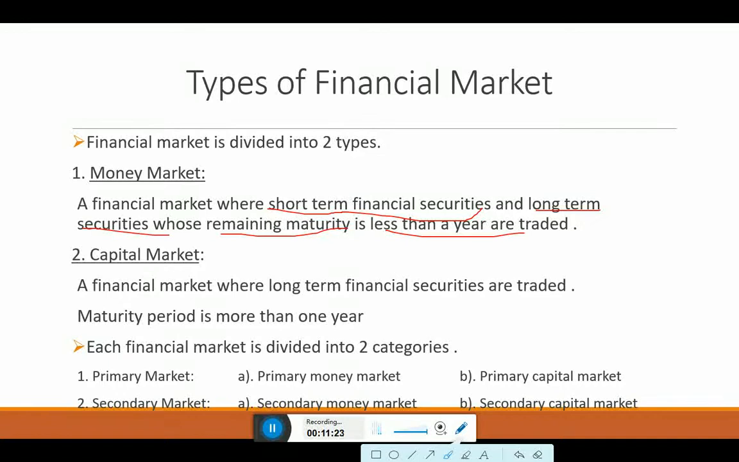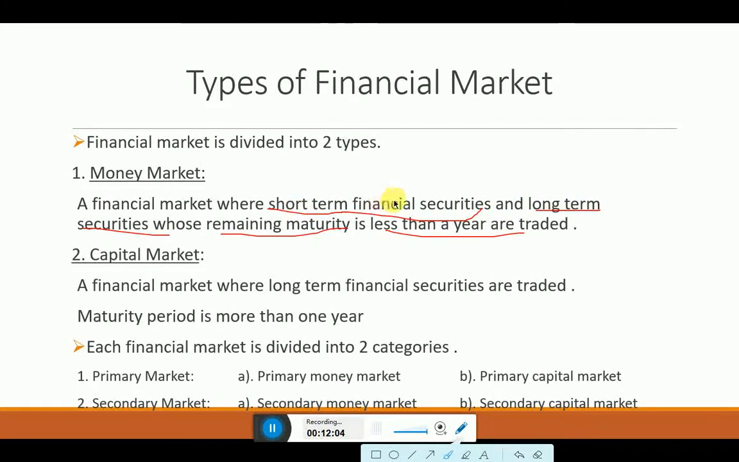And then we said financial security or financial instruments. We said that a financial instrument is basically a document which has a monetary value and is a legal agreement between two or more parties. And then we had that it's widely accepted as a means of financing or investment. And the fifth thing was that it has a maturity period, right? So, looking at the maturity period, we divide the financial securities into short term and long term, right?